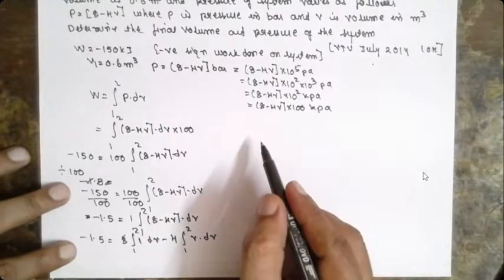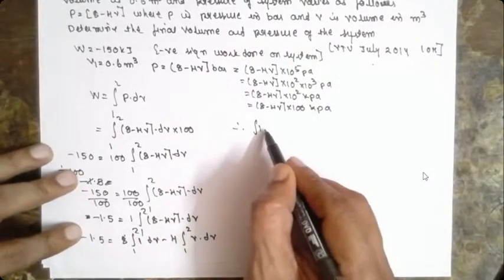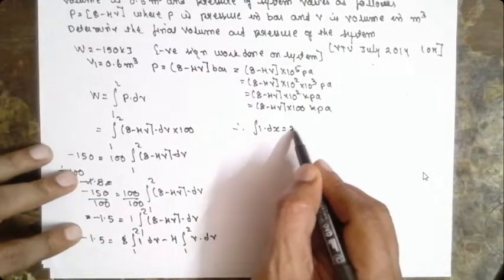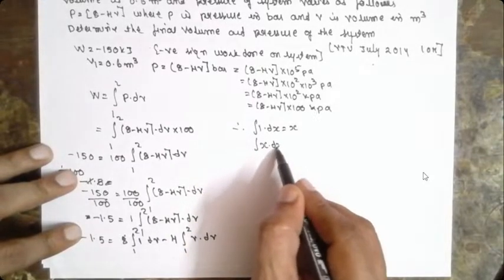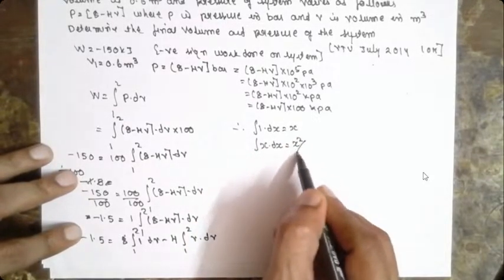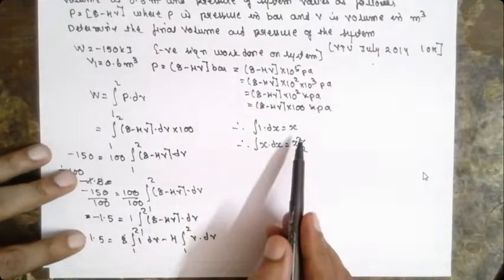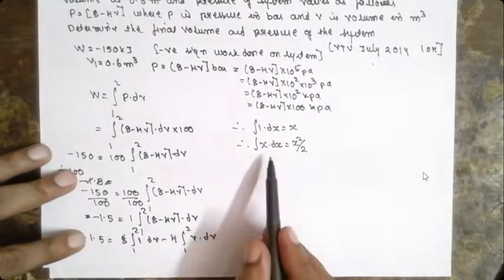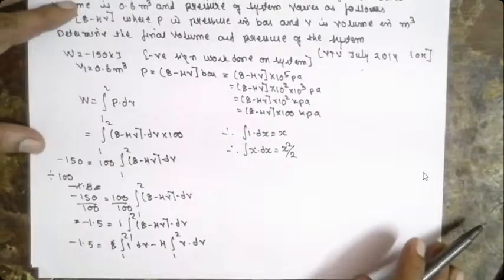Integration of 1 dx is nothing but x, and integration of x dx can be written as x square by 2. Mathematical formula: integration of 1 is nothing but x, and integration of x dx is nothing but x square by 2.